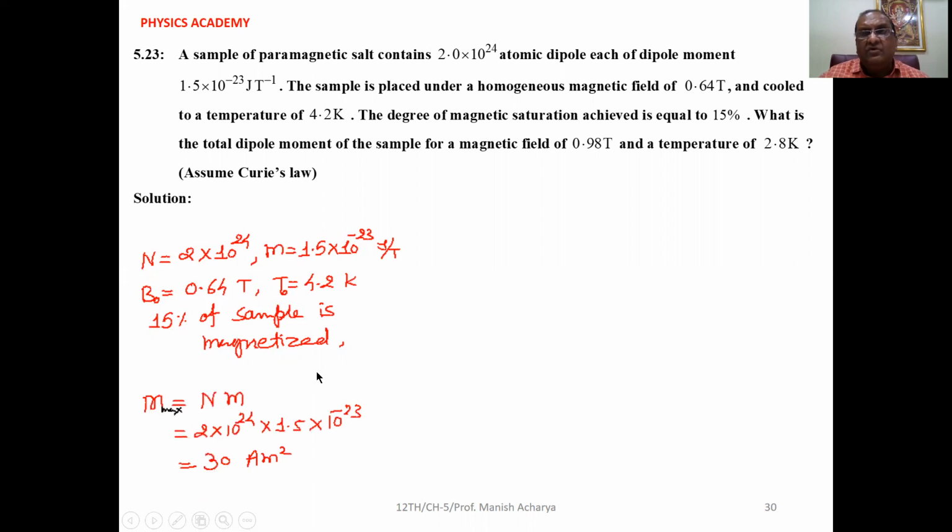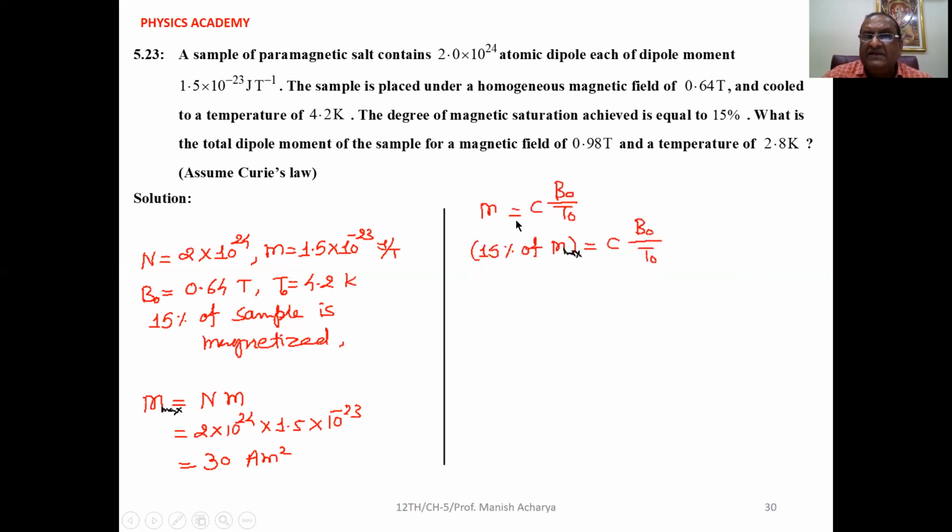So first of all, we have to calculate its maximum possible magnetization. When all the dipole moments are aligned in the same direction, then the resultant magnetic moment induced, that is the resultant magnetization, will be the maximum one. So M maximum is number of dipole moments into each dipole moment: 2 into 10 raised to 24 into 1.5 into 10 raised to minus 23. So you will get maximum magnetization of 30 ampere meter square. Now, the sample is magnetized 15% of this one. Now we can use Curie's law here.